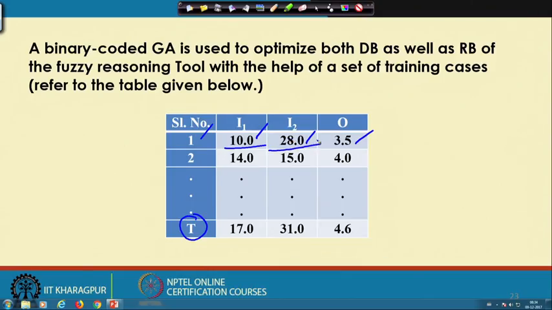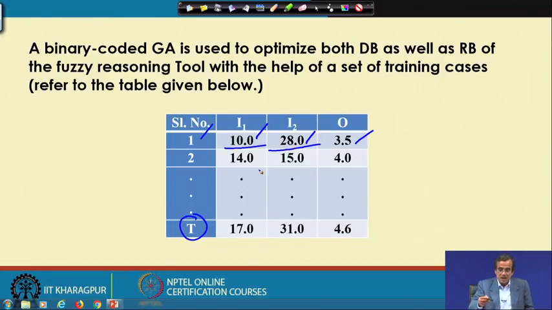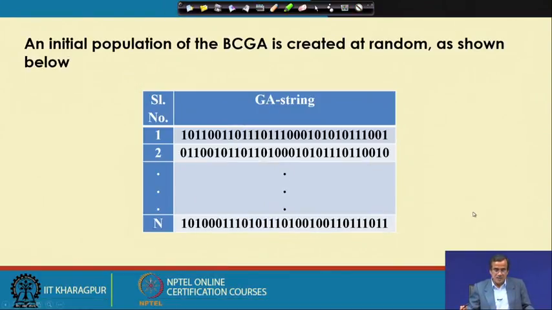Now, here one thing I just want to mention. Unlike neural networks, here the inputs are sent in the real scale, not in normalized scale. If you remember, in neural networks we used to send the inputs in normalized scale, but in the fuzzy reasoning tool we can supply the inputs, that is I1 and I2, in the real scale. You need not go for the normalized scale. The reason is very simple: there will be fuzzification, and during fuzzification there will actually be normalization. So, we need not send these inputs in normalized form. This is the difference between the neural network and the fuzzy reasoning tool.